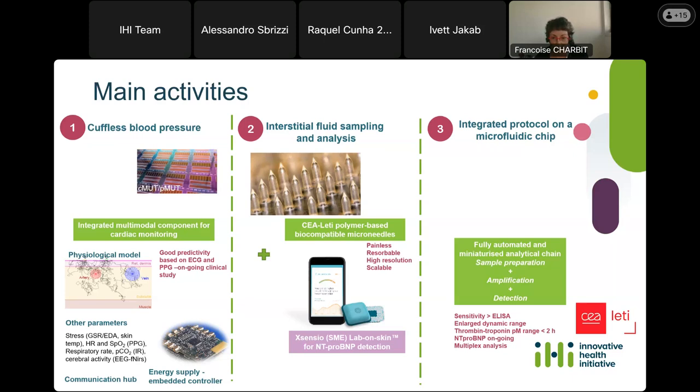On the second example, on the microneedle patch, we have a double strength here. One is our microneedles that are biocompatible and also resorbable. And two, we work with a young Swiss company, Xensio, to provide the full solution, that is the patch and the management system of the patch. And the third example here about the integrated protocol, we integrate a very complex protocol on our microfluidic chip, including sample preparation that is not common, with excellent results. So please refer to the document that I put on the marketplace. And the next slide.